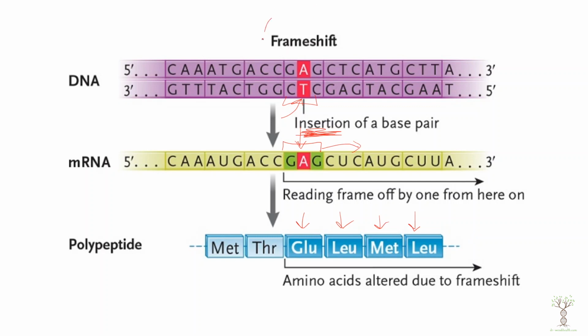We call this a frame shift. And a frame shift can occur with an insertion or a deletion. If a nucleotide was removed, everything would shift one nucleotide over, and essentially the same thing would be happening. The reading frame would be off, which would alter the amino acid sequence.